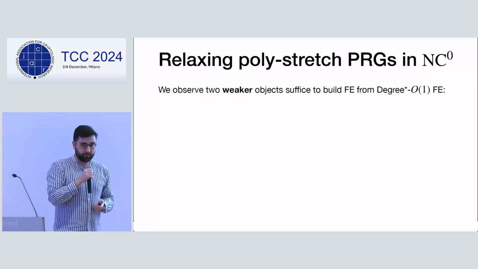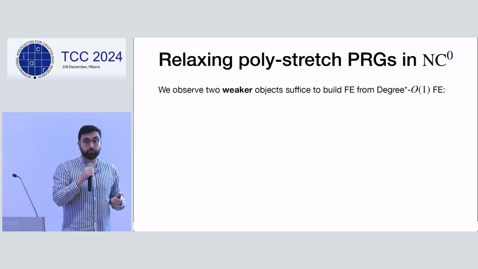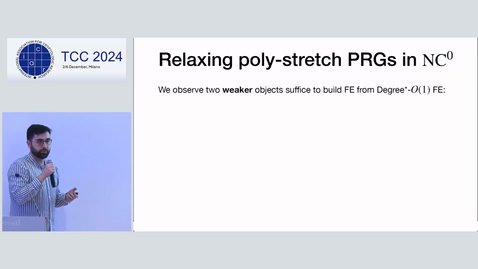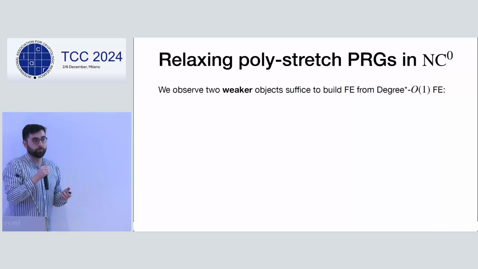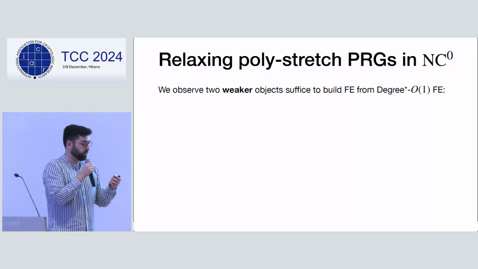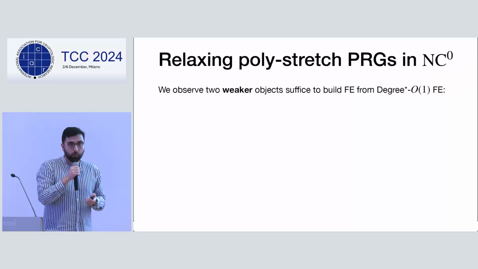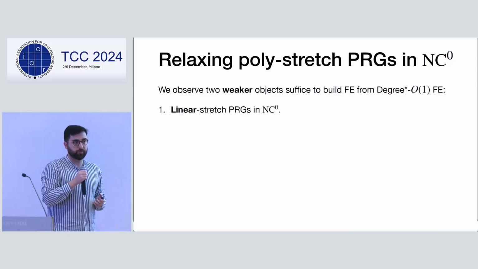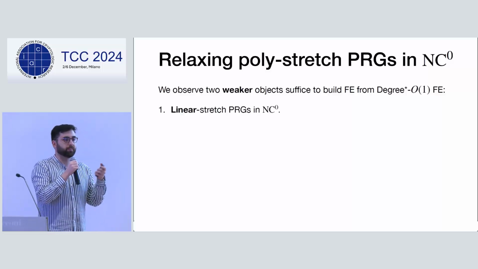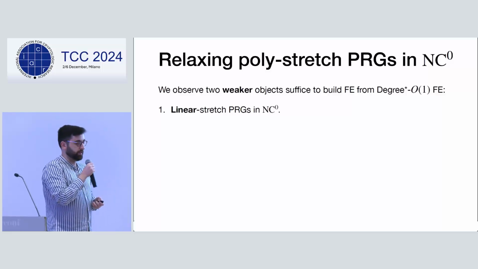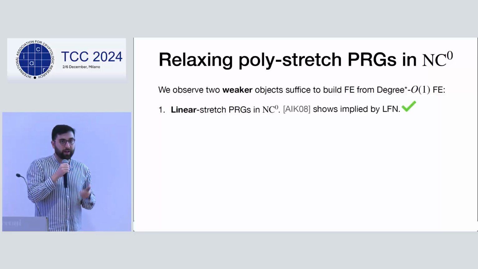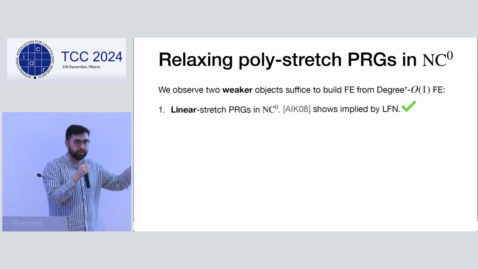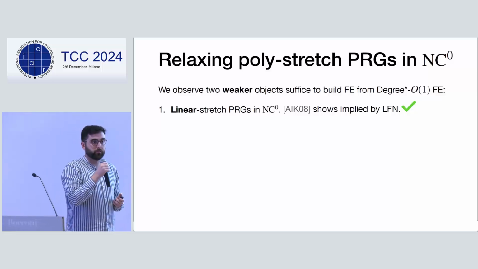Our main observation is that to make this transformation go through, we don't actually need a PRG in NC0 with polynomial stretch. We only need 2 weaker objects. One of these weaker objects is a linear stretch PRG in NC0. Think like a length doubling PRG in NC0. And thankfully, a work of Applebaum, Ishai, and Kushilevitz shows how to instantiate this from the local functions with noise assumption.